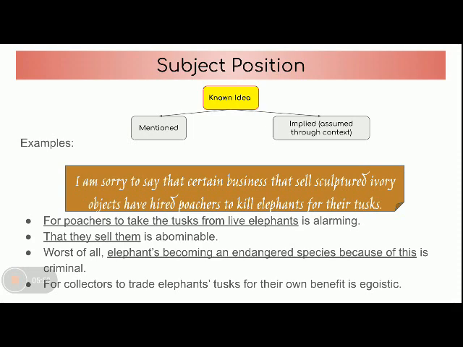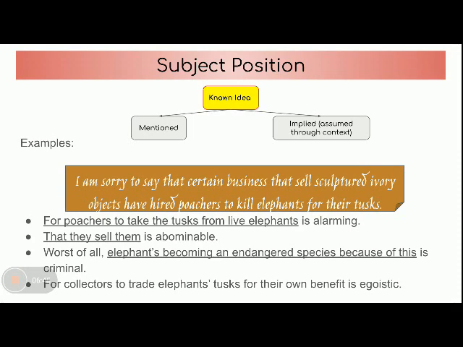So the next sentences can be noticed for their adjective complements by looking at the first to the fourth sentence. The first one, for poachers to take the tusks from living elephants is alarming. The underlined clause is known as the adjective complement because it is positioned in the subject. And the second one, that they seldom, is abominable.